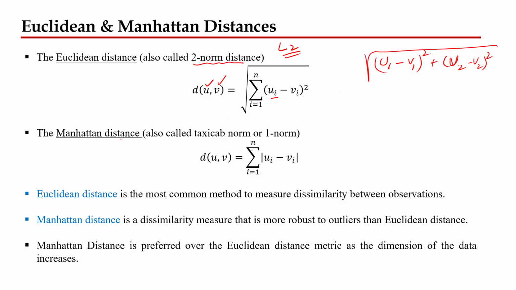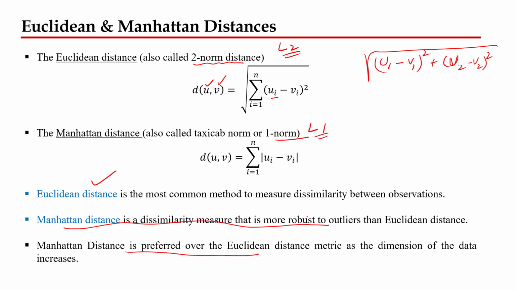Same is the case with the Manhattan distance, which is also known as the L1 norm. Instead of taking the square, we are taking the modulus. Remember that the most commonly used method is, no doubt, the Euclidean distance to measure the dissimilarities between the observations, but Manhattan distance is the more robust method, specifically if you have outliers in your data. Manhattan is more robust even when you have quite a big data set.